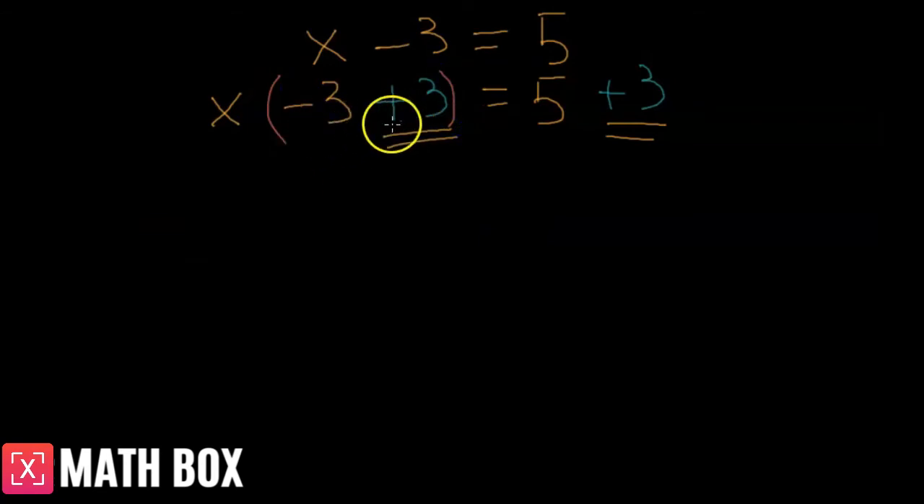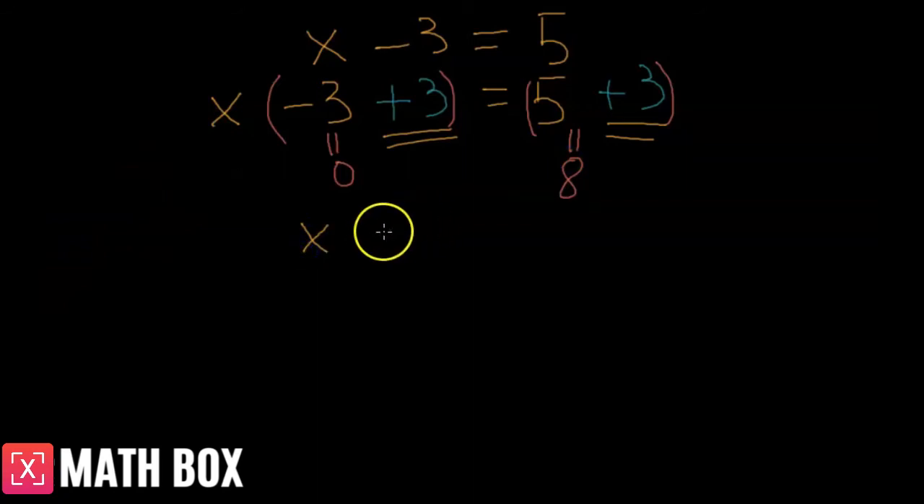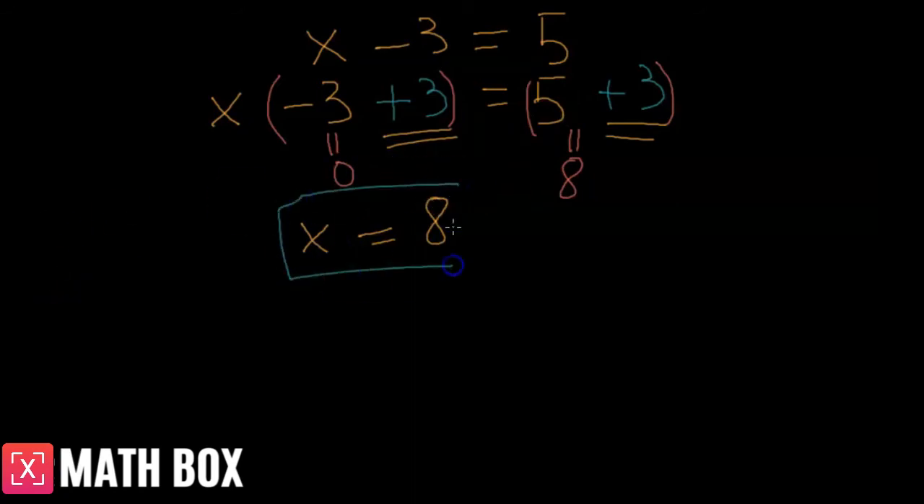This minus 3 plus 3 is equal to 0, and on the right 5 plus 3 is obviously equal to 8. So on the left we are left only with x, and on the right we are left with 8, and the final solution is x equal to 8.